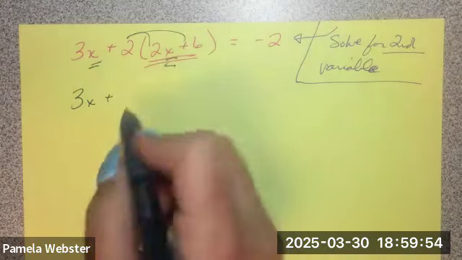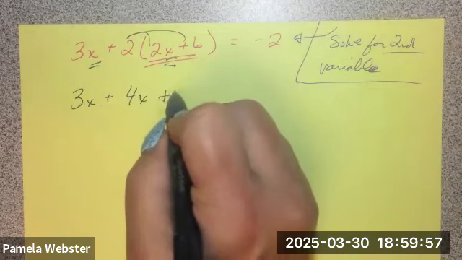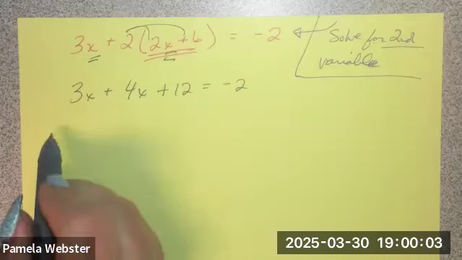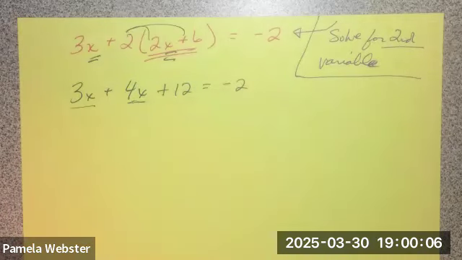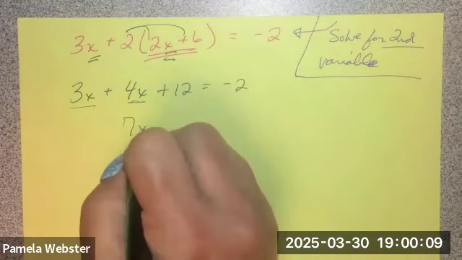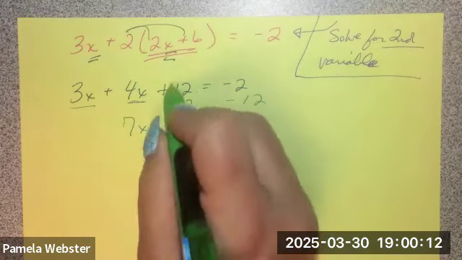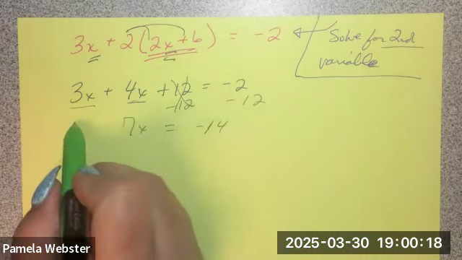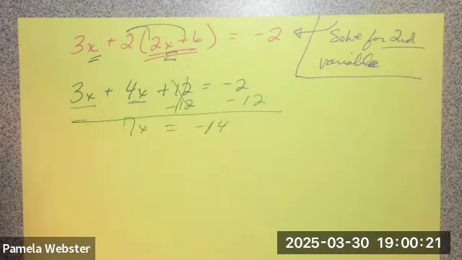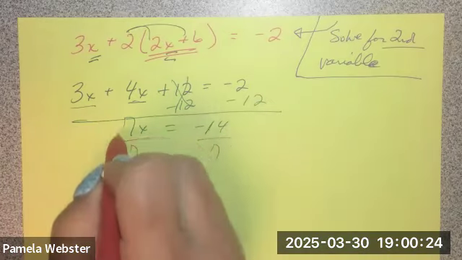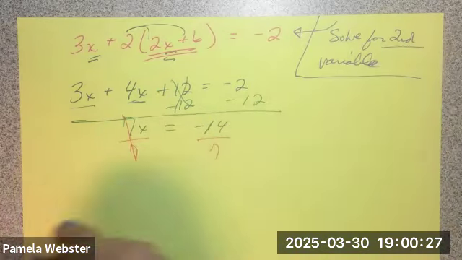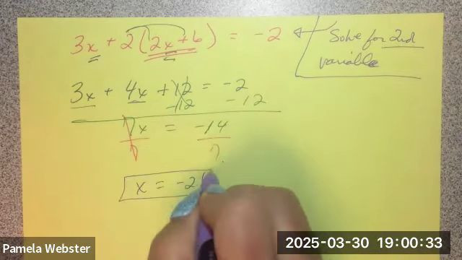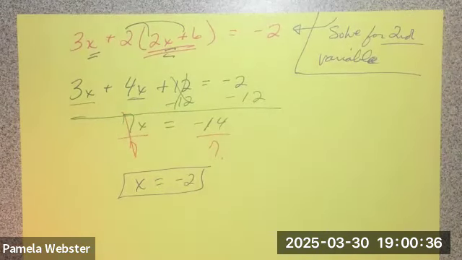solve this the way we're used to solving linear equations. 3x plus, I'm going to distribute, that's 4x plus 12 equals -2. Combine like terms, 3x plus 4x, that's 7x. I'm going to subtract this 12 off on both sides, so it goes away: 7x equals -14. And then last but not least, divide by 7. I'm just solving for the second variable. We know how to do that. So x equals -14 over 7, which is -2. So x equals -2.